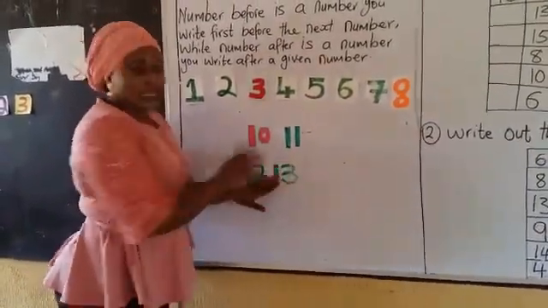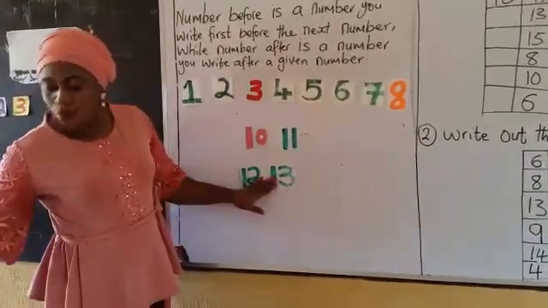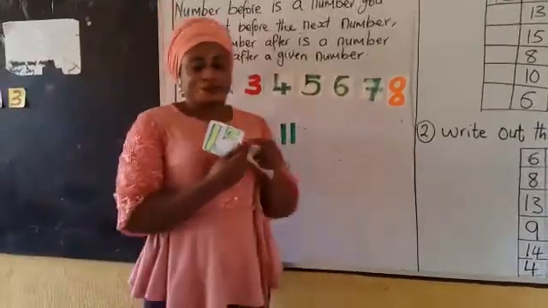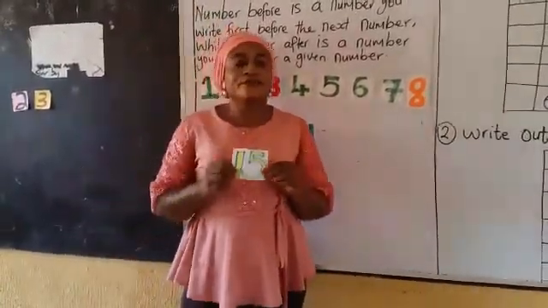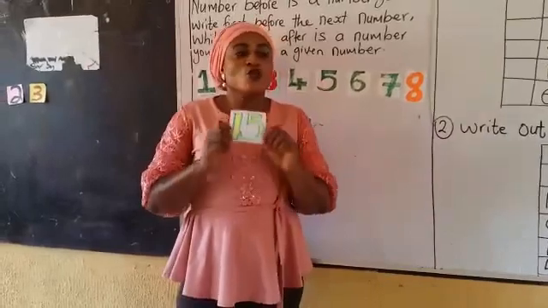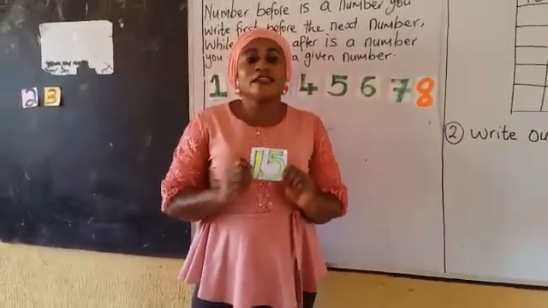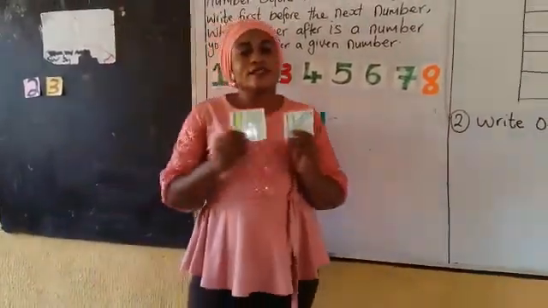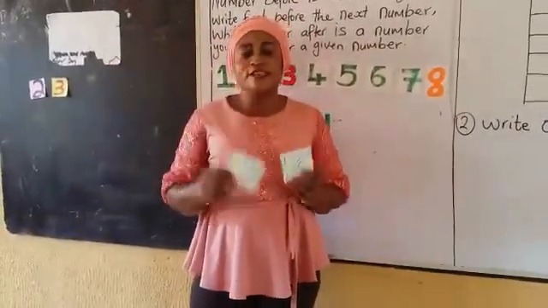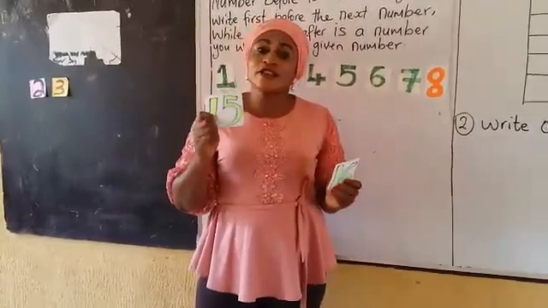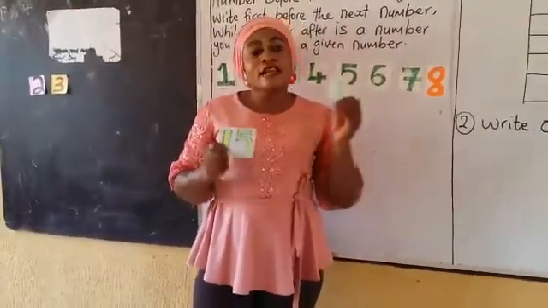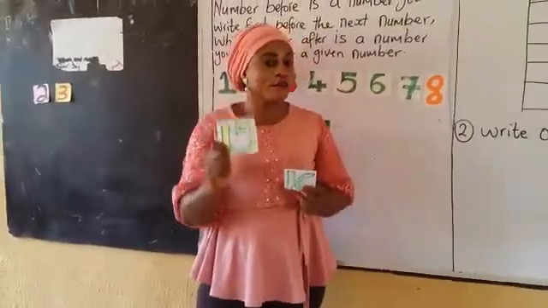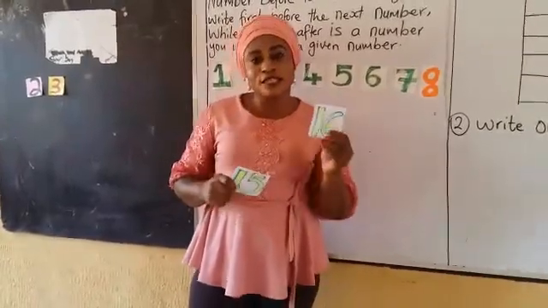Good. Now let's look for another number. We have 15. I'm giving you 15. So which number is written after 15? 16. This is a given number, which is 15. Then after is what? 16. You cannot count 16 before 15. You count 15 before 16.